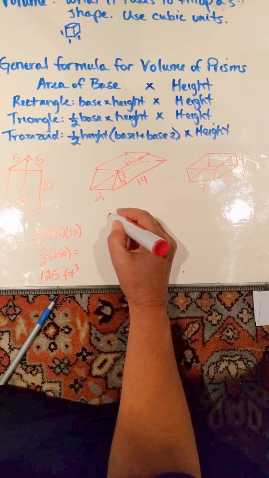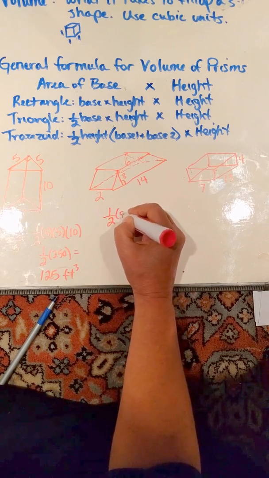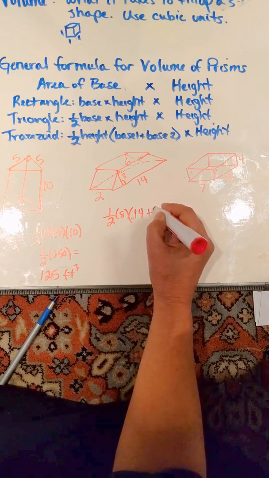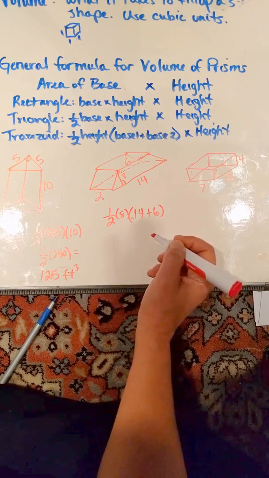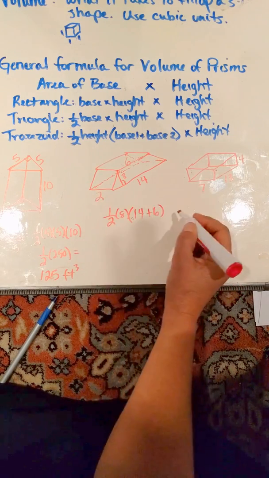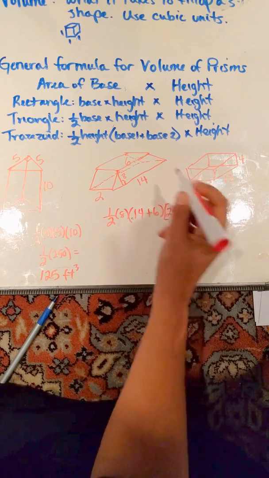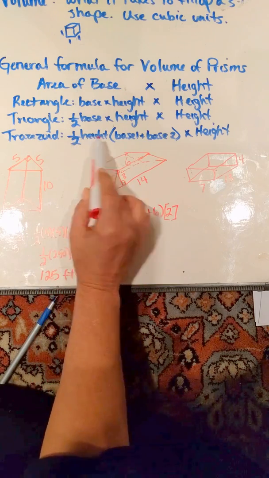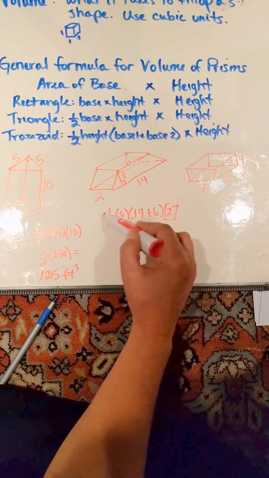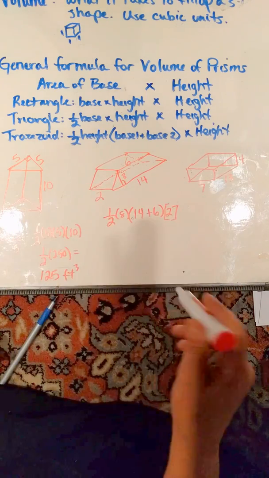So for a trapezoid, the formula is 1/2 times the height, which is 8. And then I add the bases, 14 plus 6. And after I calculate this, I'm going to multiply it by the height, which is 2. So this is my height. So here we go, trapezoidal, 1/2 times the height, base 1 plus base 2, that's the area of a regular trapezoid, and then multiply it by the height, which is this thing, how deep it goes.